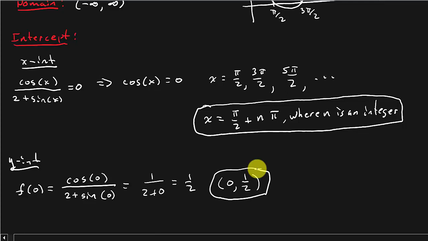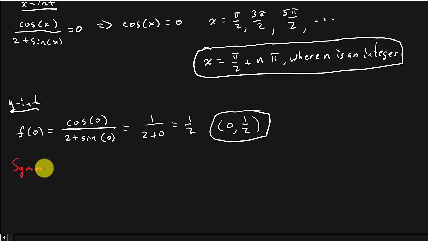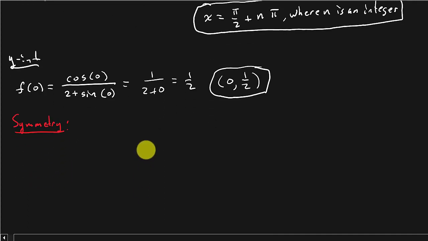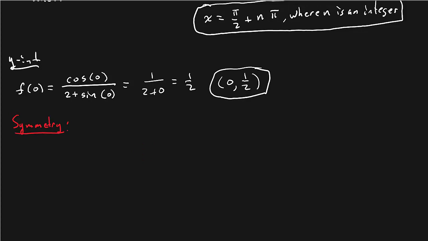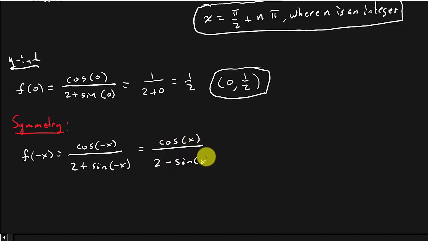Now, let's look for symmetry. Remember, symmetry is where we evaluate the function at negative x. So we're going to find f of negative x, and that's equal to cosine of negative x over 2 plus sine of negative x, which is going to be cosine x over 2 minus sine x. All right, so remember, we plug f of negative x in. Did we get f of x back, the original function? Let's just write the original function here so we can see it.